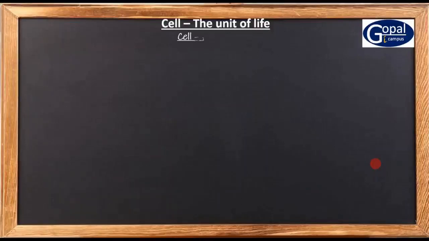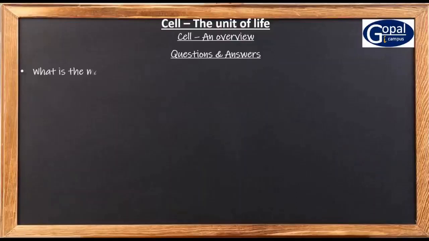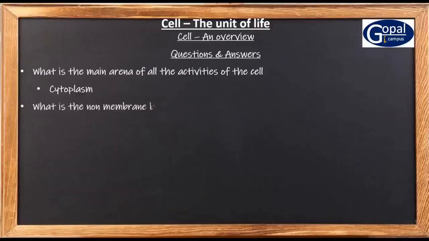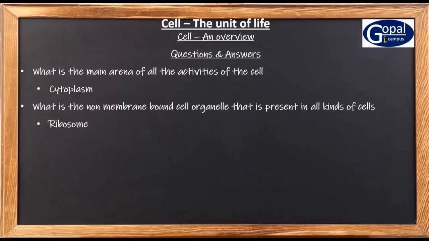Okay, so let us see some questions on this topic, the overview of the cell. The first question is, what is the main arena of all the activities of the cell? The main arena of all the activities of the cell is the cytoplasm. Next question, what is the non-membrane bound cell organelle that is present in all kinds of cells? That organelle is the ribosome.